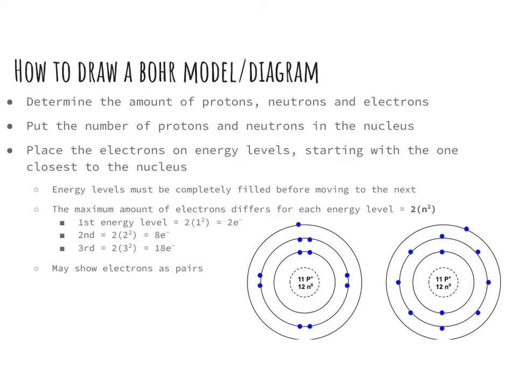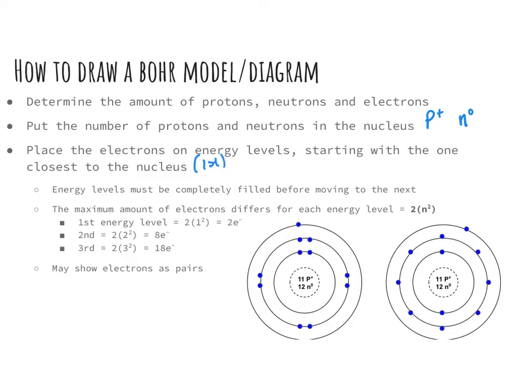The next thing you're going to do is put the number of protons and neutrons in the nucleus. Protons are usually denoted with the symbol P with a positive charge or sign, and neutrons are going to be a lowercase n with a little 0 next to it because they have no charge. Then you're going to place the electrons on the energy levels, starting with the one closest to the nucleus, which is also known as the first energy level.